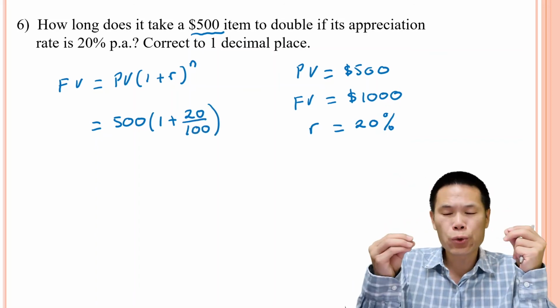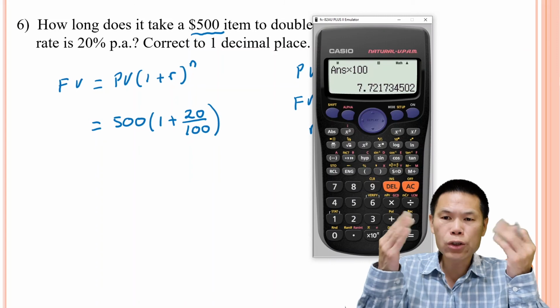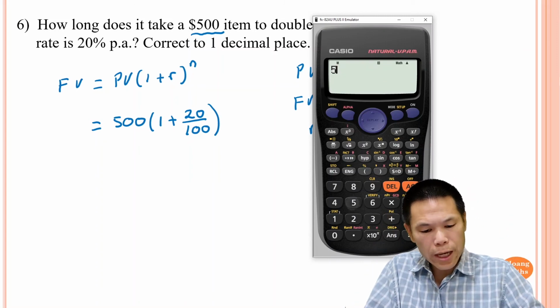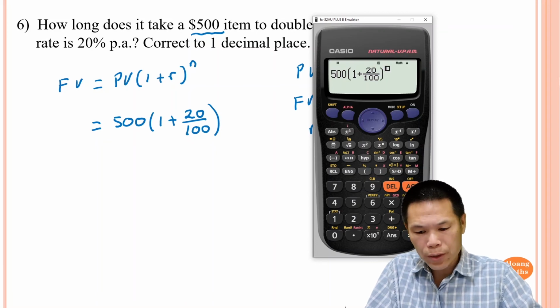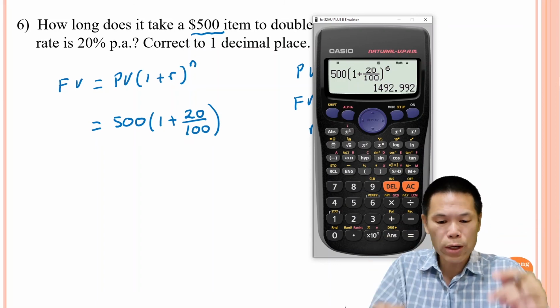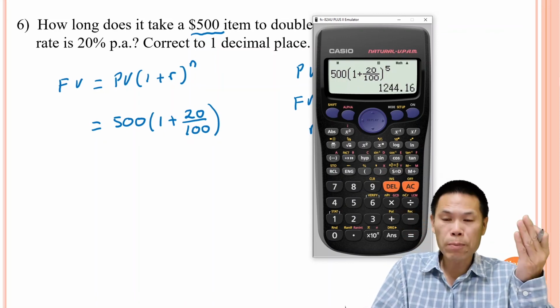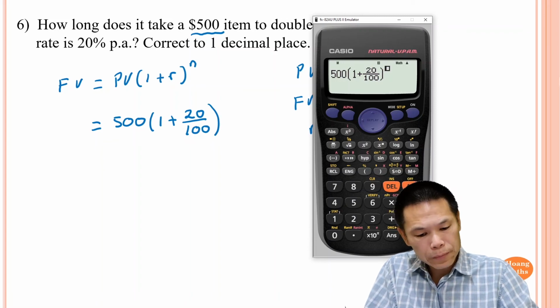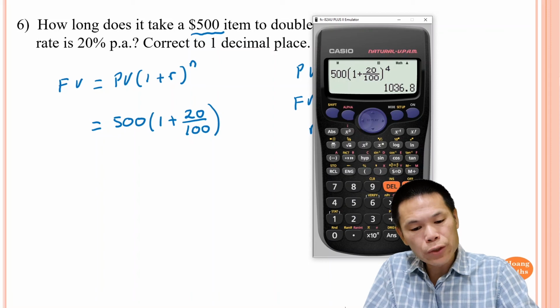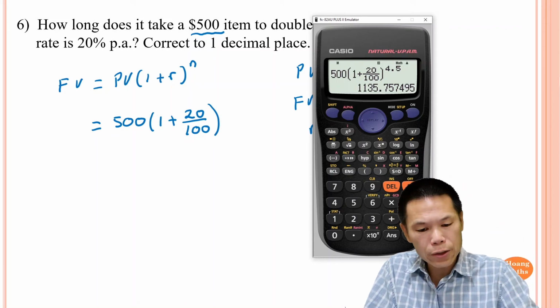For N, we're not sure. So I just use the calculator and do guess and check first, okay? Let's try 6 first. So N equals 6. Let's see what happens: 1 plus 20 over 100, and then power of 6. That gives $1,492, a bit too much. So we need to reduce the time. Try 5. Still a bit too much. Let's try 4. Still, we just reduce a little bit. So try 4.5. It's still a lot, right? So let's try 4.